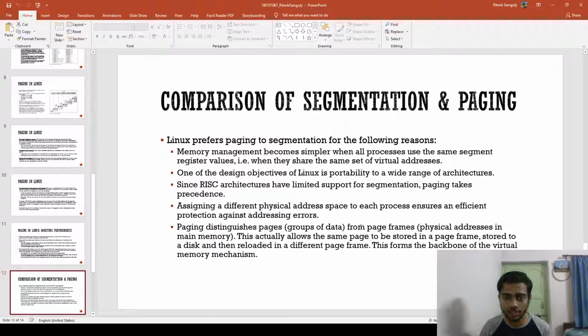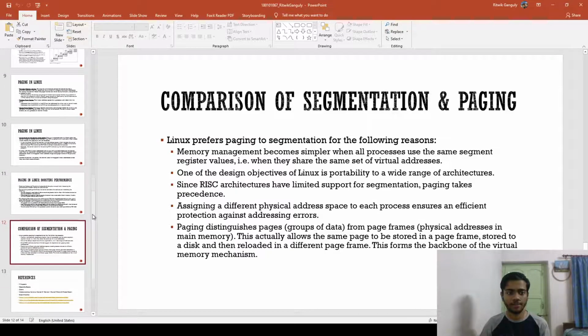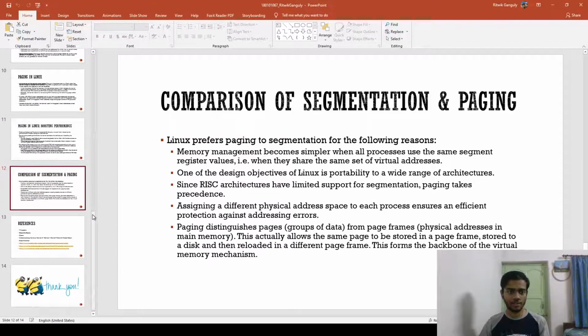Paging also distinguishes pages from page frames. This allows the same page to be stored in a page frame, stored to a disk, and then reloaded in a different page frame. This entire process is the backbone of the virtual memory mechanism, which is used in virtual machines and while gaming and so on. So that is very important. That is the end of the study.